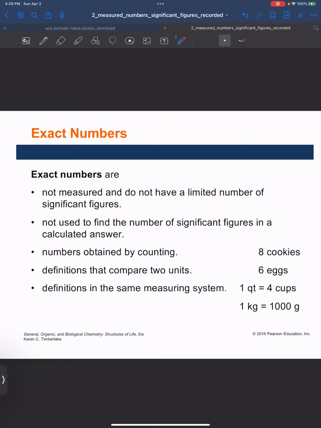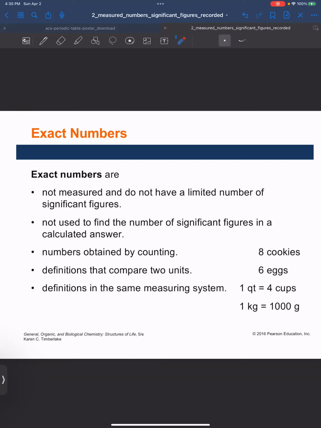Exact numbers are obtained maybe by counting. So for example, if I baked 8 cookies, that's an exact number. Or if I needed 6 eggs to make a cake, that's an exact number.